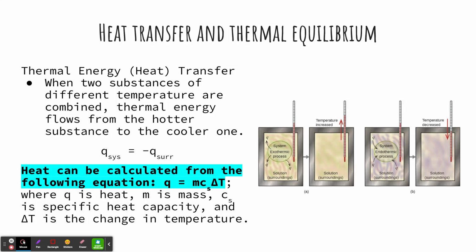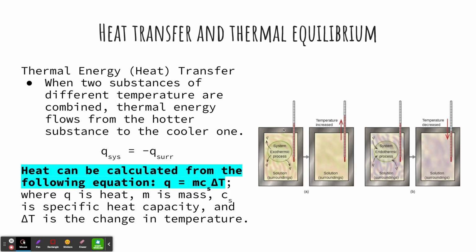All right, heat transfer and thermal equilibrium. So thermal equilibrium or heat transfer is when two substances of different temperature are combined, the thermal energy will flow from the hotter one to the cooler one. So we use this idea that the Q of our system is equal to the negative Q of our surroundings, and heat can be calculated from the following equation. So Q equals m times the specific heat capacity Cs times delta T, where Q is heat, m is your mass, Cs is the specific heat capacity, and delta T is the temperature change.